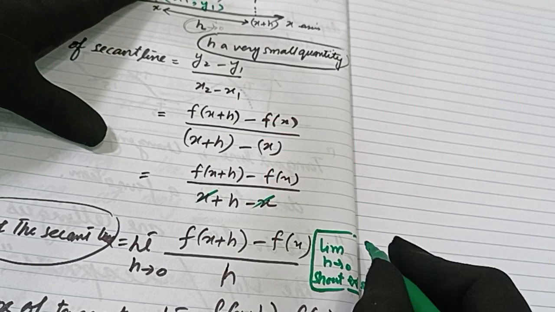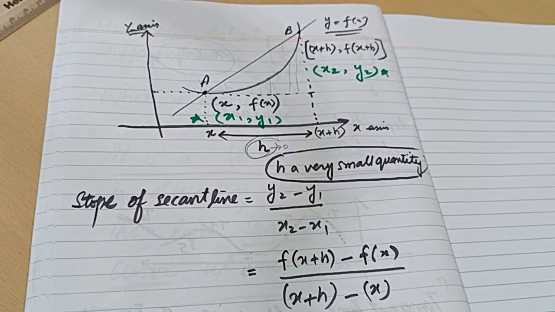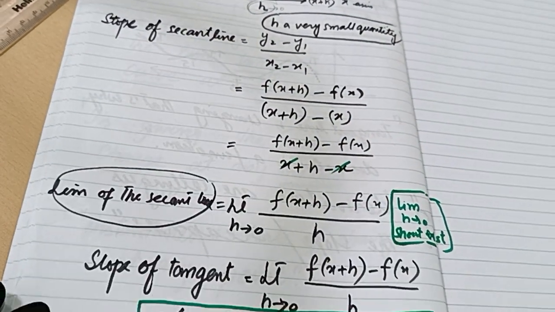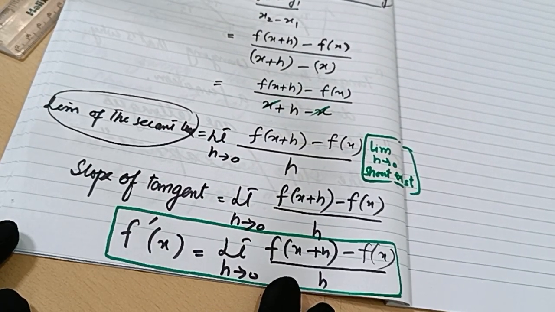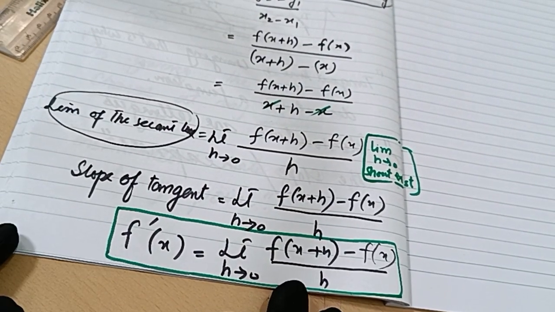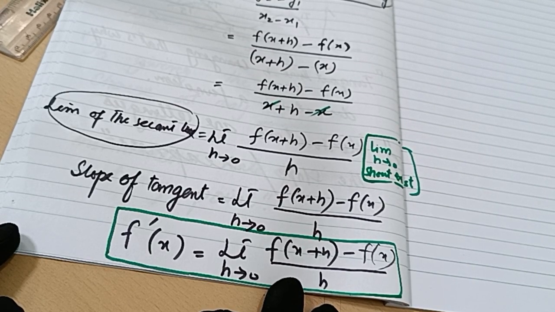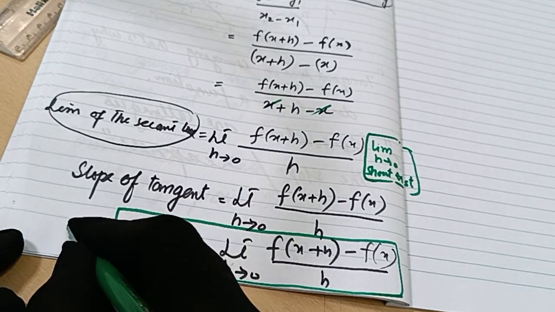Okay, hopefully you understand the derivation of this form, which is used for finding the derivative. This formula is used for the derivative by the first principle also, and this is the original definition of the derivative also.